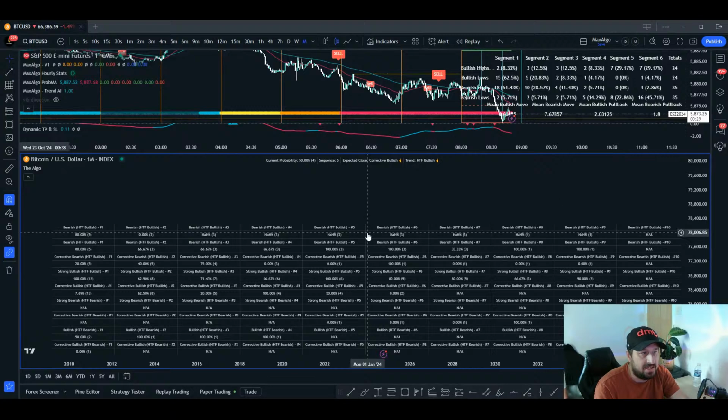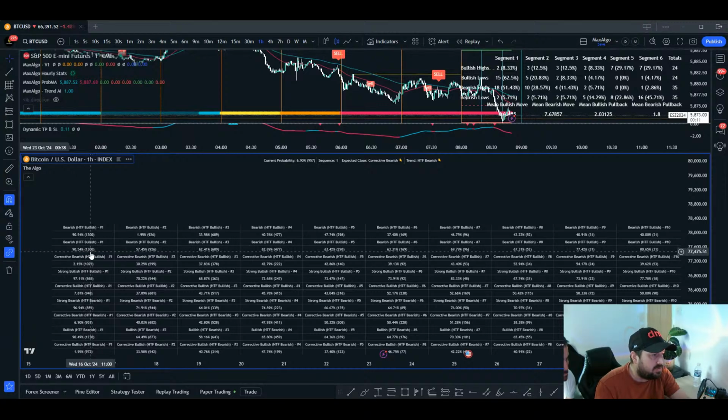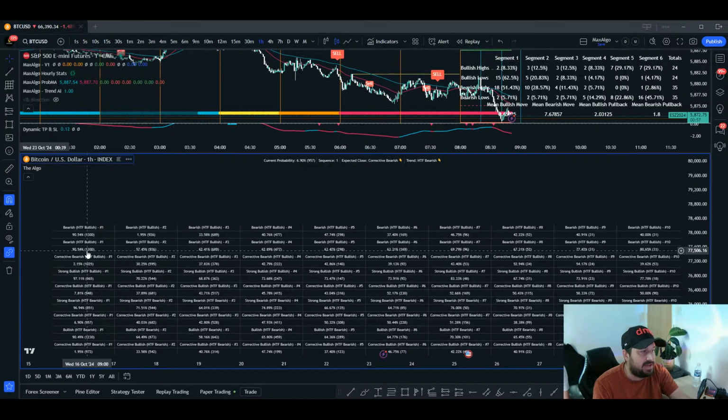When we look at the monthly here, because this is the index, you can see the totals of how many times that sequence happened and the outcome for that sequence. On the monthly there's not as much data, but when we head down to the hourly, this one has 1,300. Of 1,300 times that sequence happened, 90% of them closed bearish. So it's based on a lot of data: 1,300 hourly candles of that sequence, 90% closed bearish.